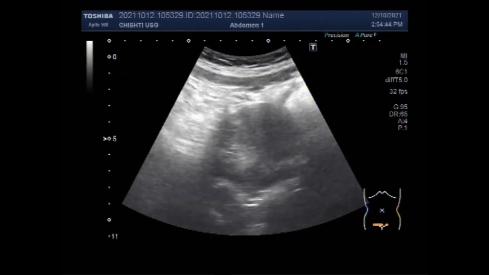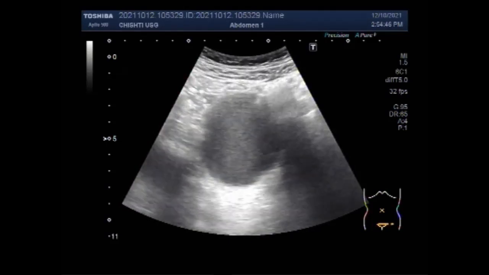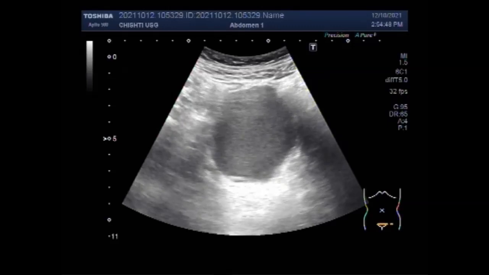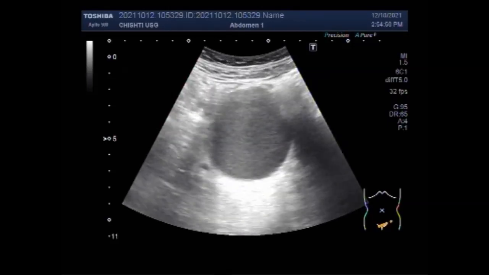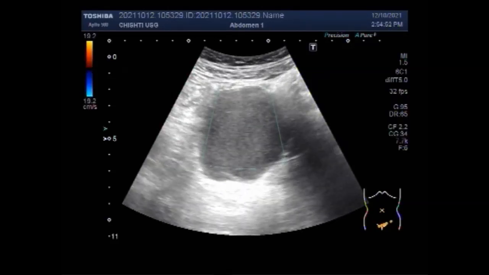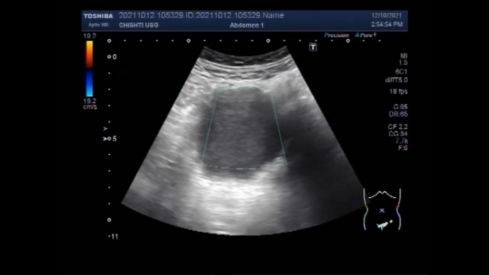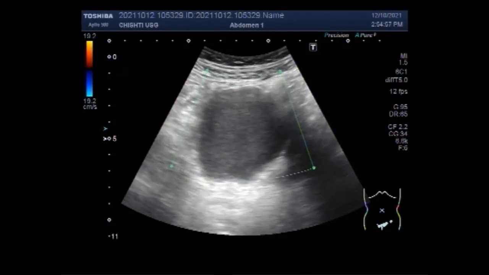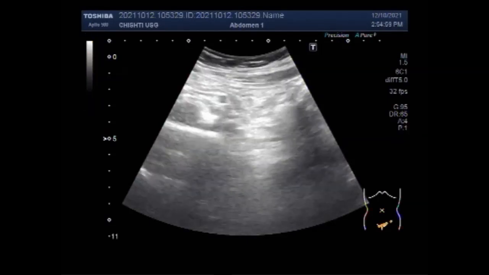An ovarian cyst is a fluid-filled sac that develops in or on the ovary and usually disappears after ovulation. Most ovarian cysts do not cause any problem and go away on their own.